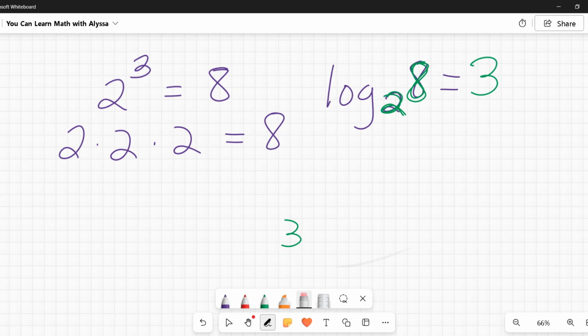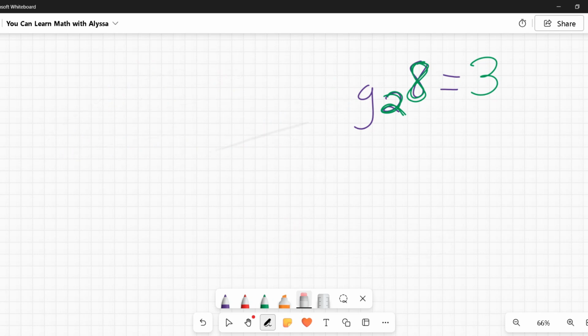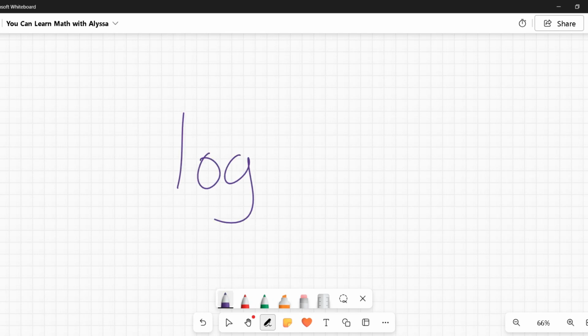Now, most of the time, when we just see log by itself, it's very, very common for you not to see a base. Be like this, log of 100.